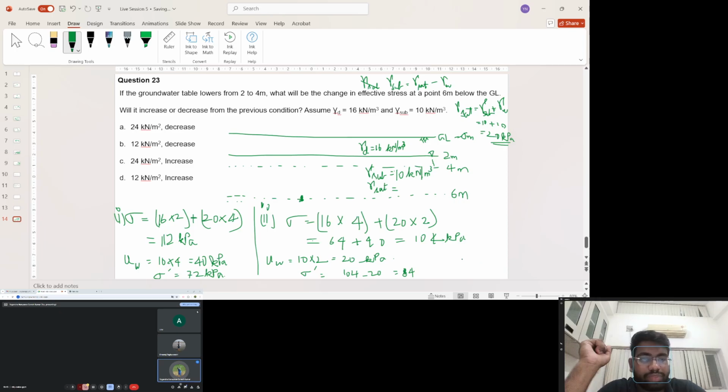If you consider what is happening from case 1 to case 2, there is an increase of effective stress. The magnitude is 12, right? So the option is 12 kilonewton per meter square, and it is an increase.